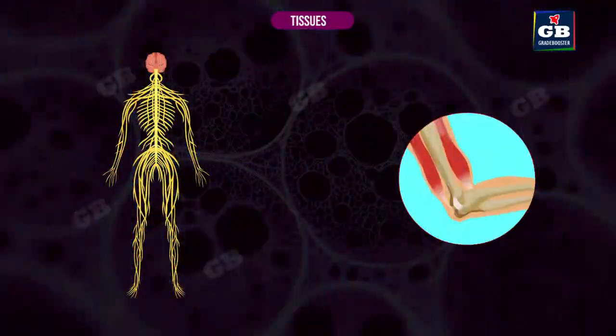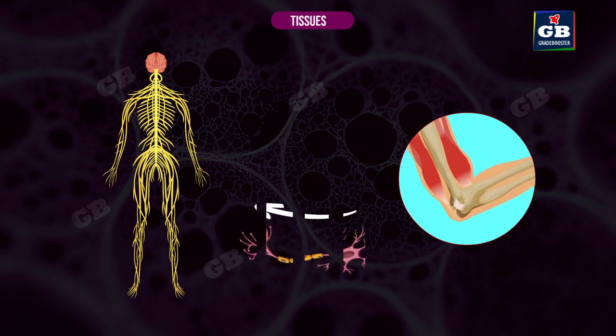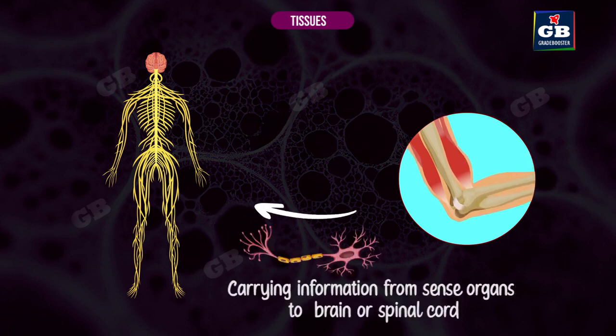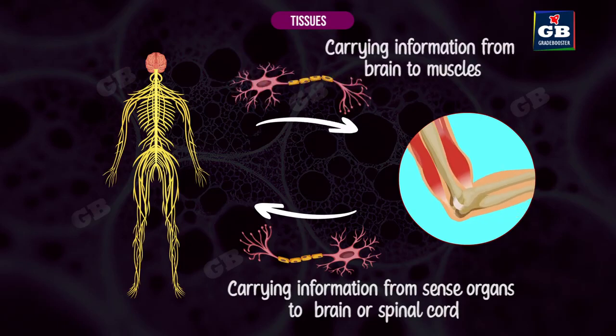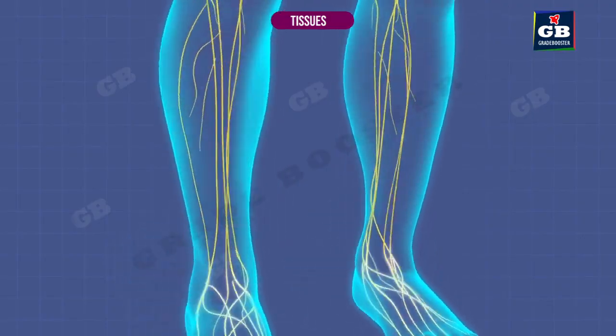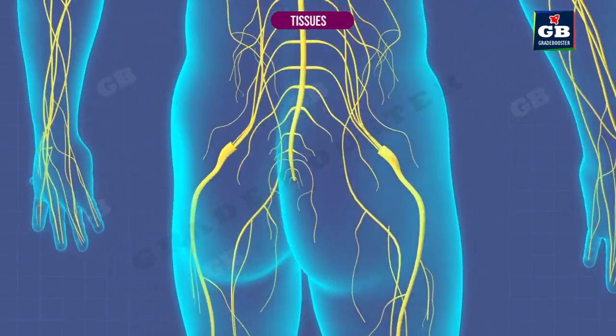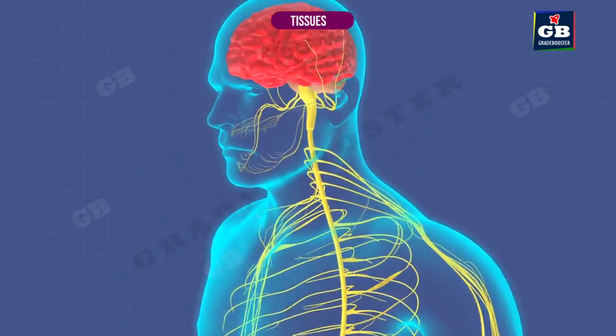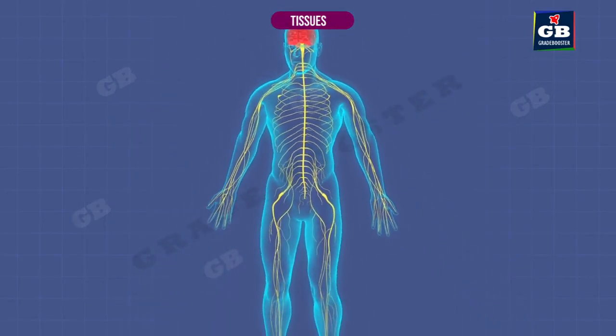Nerve cells perform two main functions. One, carrying the impulse from sense organs to brain or spinal cord, and two, carrying the impulses from brain or spinal cord to muscles. Nervous tissue helps animals in responding quickly to the stimulus. This is all about the nervous tissue.